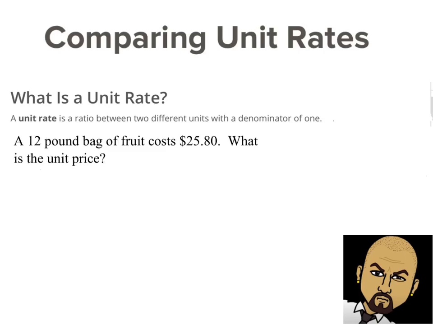Here we got a 12-pound bag of fruit. It costs $25.80. What is the unit price? The unit price is a special type of unit rate. It tells you what the cost is for one item or what the price of one item is. In this case, we're talking about dollars and we're talking about pounds. Since we want to know what is the unit price, we want to figure out the price per pound, per 1 pound. And so that means that the pounds are going to go on the denominator and the dollars are going to go on the numerator.